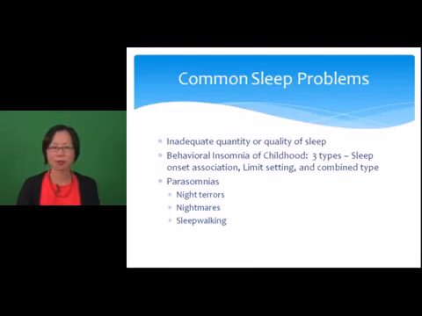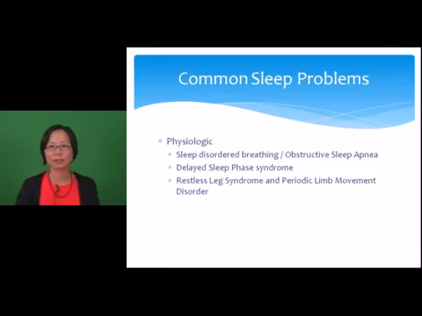So there are a lot of common sleep problems for children, and these are problems that cause inadequate quantity or quality of sleep. These can include behavioral insomnia of childhood, which is of 3 types: sleep onset association, limit setting, and combined type, parasomnias, and physiologic problems. So we'll talk about each of these individually.